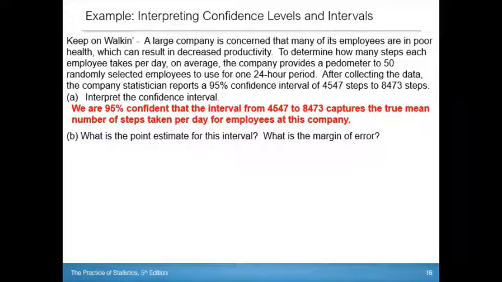All right, what is the point estimate? Normally you start with the point estimate, you come up with your margin of error, and you create your confidence interval. But here they give it to us in reverse. So calculate what your point estimate is. Again, pause this, calculate it, and then unpause it. Find the point estimate for the interval as well as the margin of error.